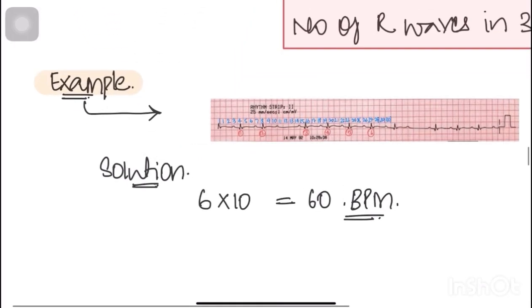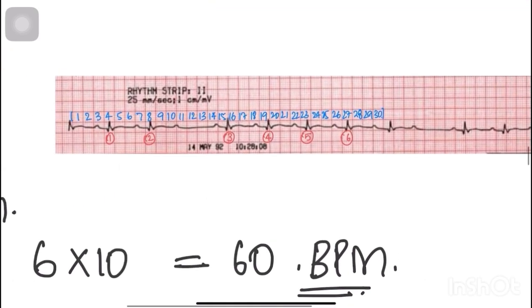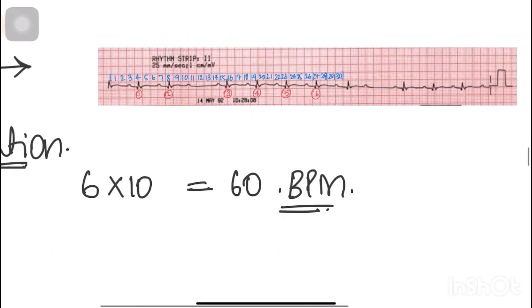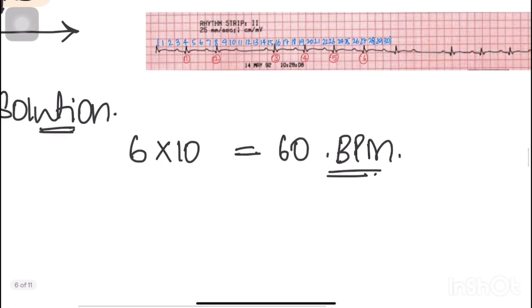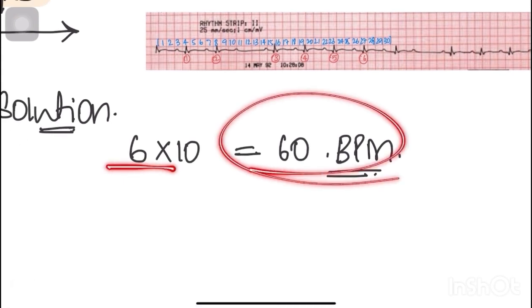So let's see an example over here. Here we have a rhythm strip where I have marked from 1 to 30, and let's see the number of R waves between these 30 boxes. So we have 1, 2, 3, 4, 5, 6. So the calculation would be 6 times 10, that is 60 beats per minute.